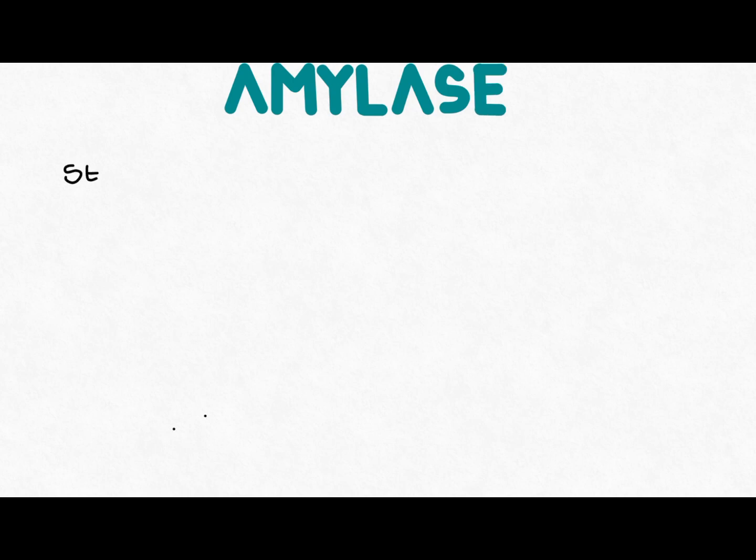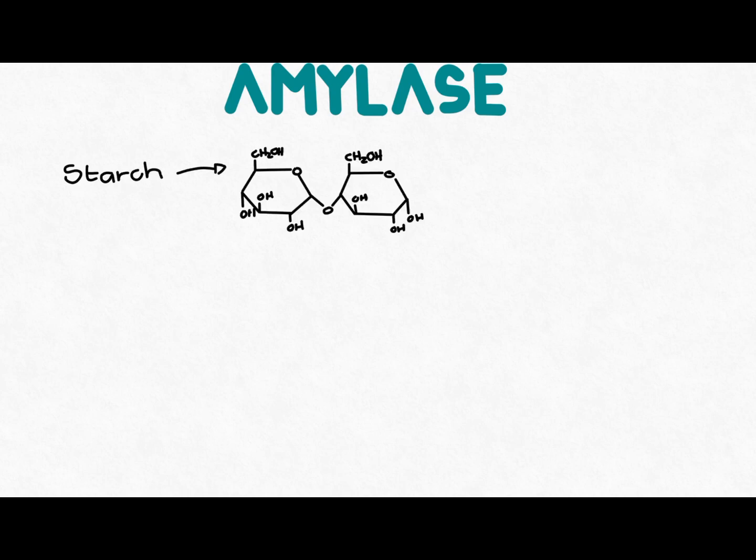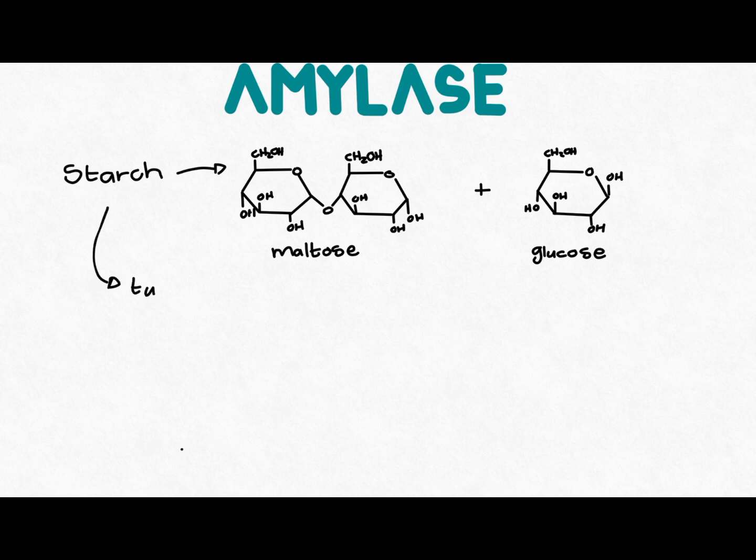The second way that we can measure the rate of reaction of an enzyme is to measure the disappearance of the substrate, or how quickly a substrate is being used up. We can exhibit this through the use of amylase. Amylase is an enzyme that breaks down starch into maltose and glucose. We know that we can test for starch through the use of an iodine solution. If starch is present, the iodine will turn from a yellow-brown color to a blue-black color.